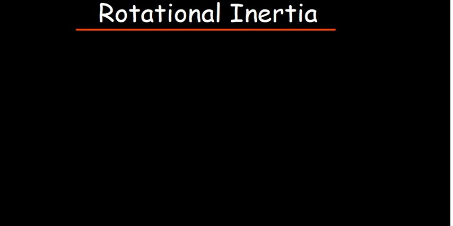So let's talk about rotational inertia. So what is inertia? Inertia is basically the tendency of a body to resist its motion. So inertia depends on mass.